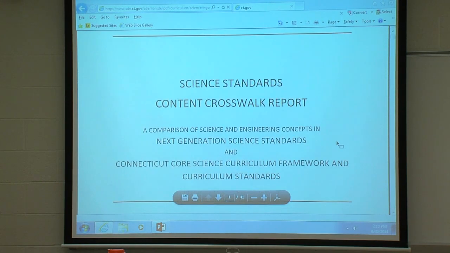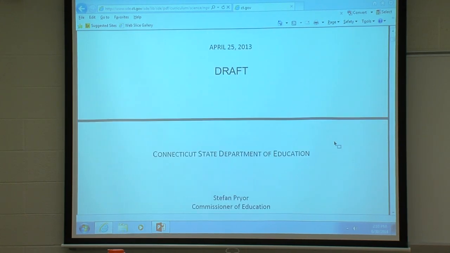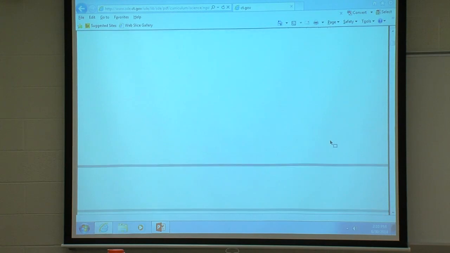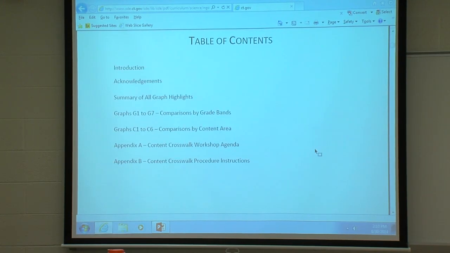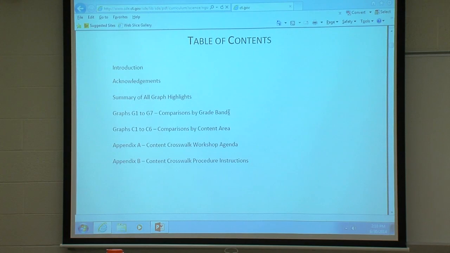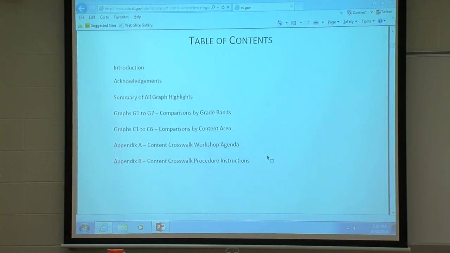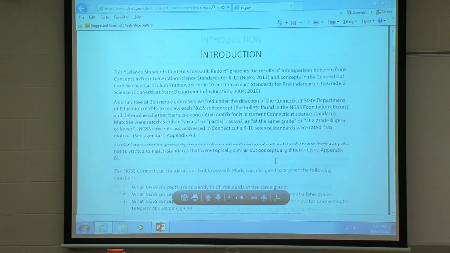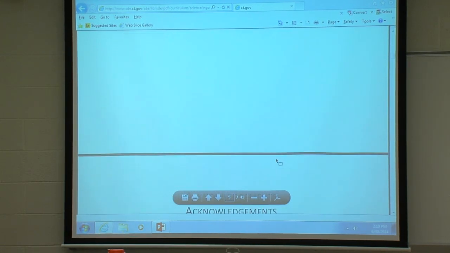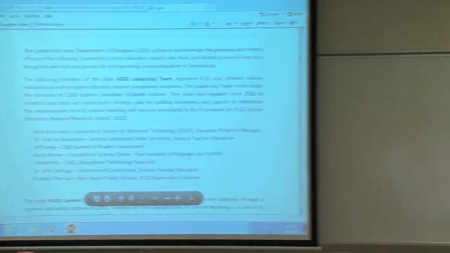But it's only a crosswalk with the disciplinary core ideas. It doesn't include the other two dimensions of the frameworks. Right, just the core ideas, the DCIs, the stuff that's in the middle. So it's compared by grade bands, by content area. One of the profound things that came out of this when they did the crosswalking and looking at this, it's not what you're teaching that is going to change. It's how you're teaching it that will need to change.